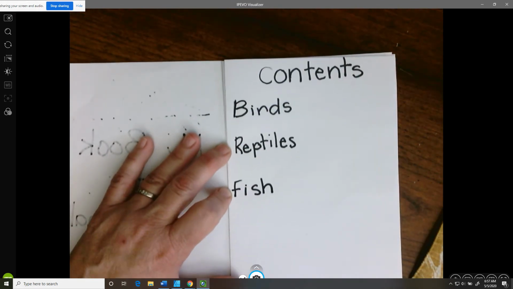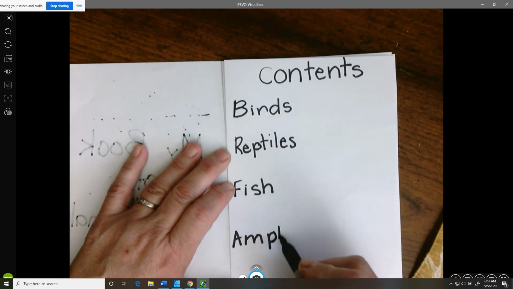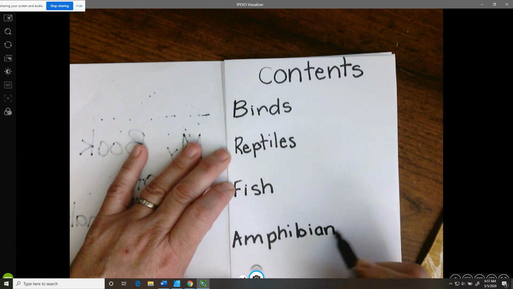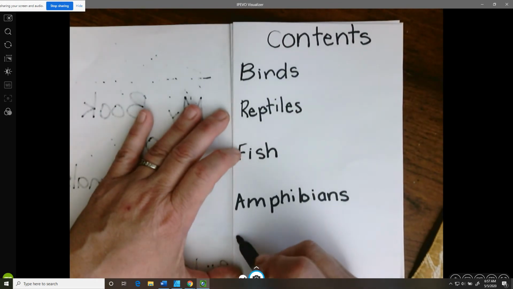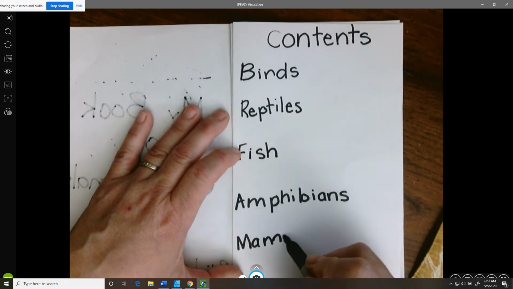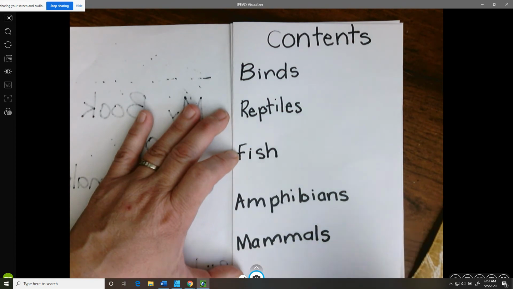Fish. It's a bit easy. That's one syllable. What about amphibians? That's got some special sounds in it that you haven't learned yet. And then the last one would be mammals. Do you notice how I'm capitalizing every one of these? Because they are titles, and titles need to be capital.